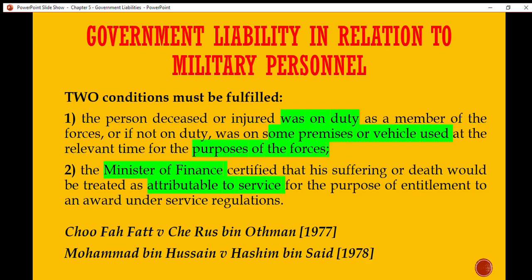And after the certificate was issued, neither the government nor the lorry driver could be held liable for the plaintiff's injury, and the action was dismissed. So in this case, a member of armed forces would not become liable, as well as the government, once these two conditions are fulfilled. Let's say if one of the conditions is not fulfilled, so the officer and the government will be liable.